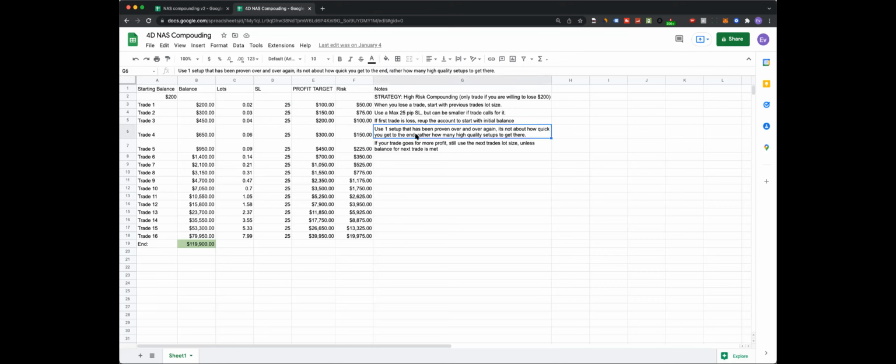Highly suggest using one setup that's been proven to work over and over again, which will teach you the setups. It's not about how quick you get to the end, it's how many quality setups you get. Okay, so a lot of people, when they trade, are always thinking about how much they can make in a day. Like, I want to make 1,000 a day or whatever, but they're not thinking of the bigger picture. Okay, this is the bigger picture.